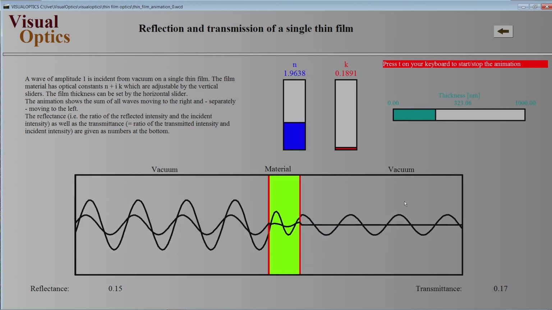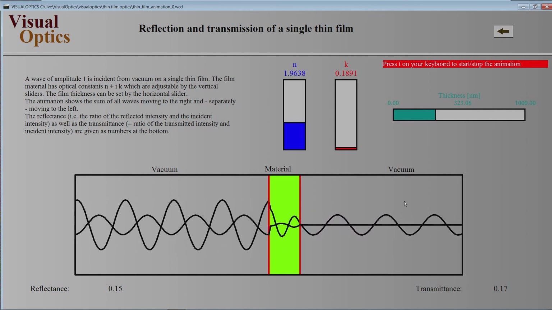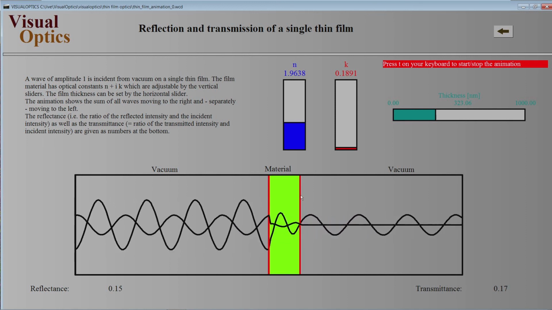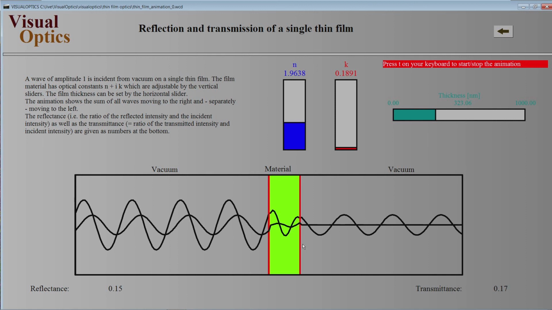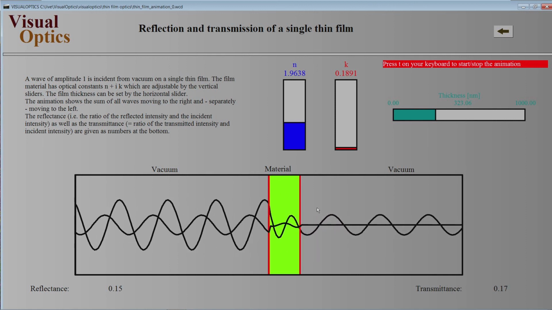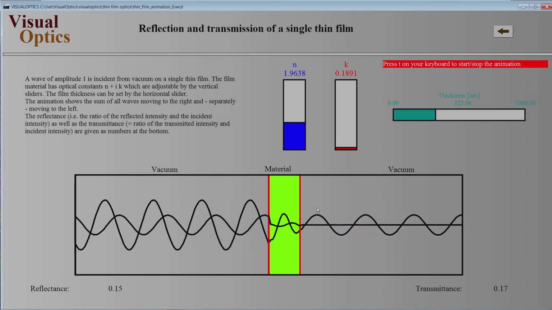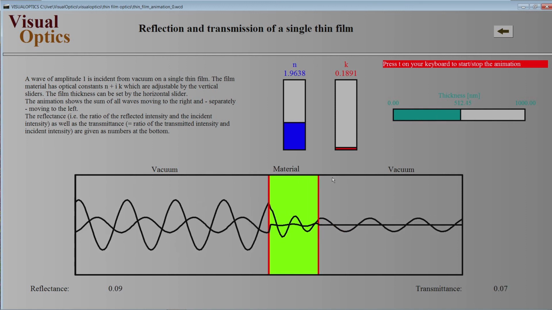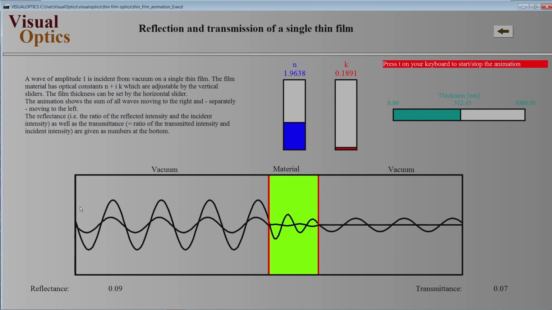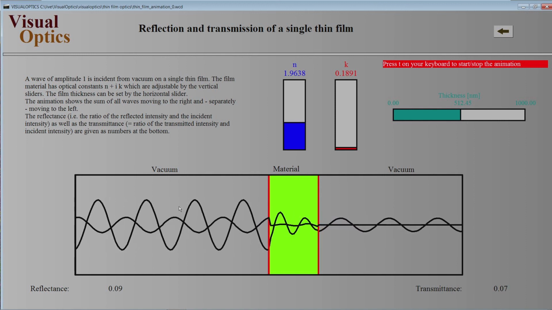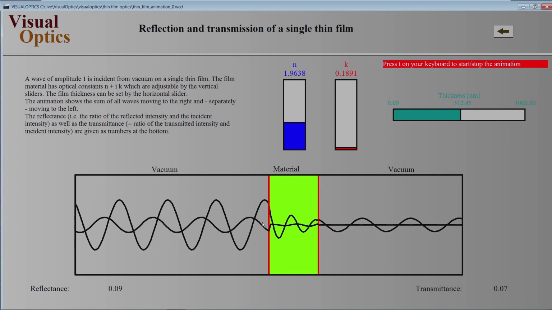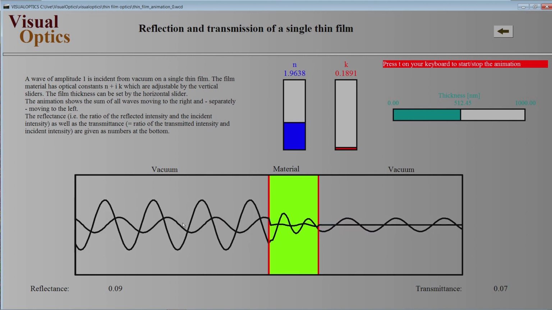I just want to use this example to show you an effect that is due to the coherent superposition of waves in a system like this. So what you see here, let's make an example. What you see here is a wave incident from the left, and you can see, that's no surprise, a reflected wave.